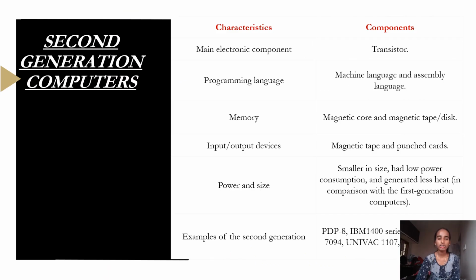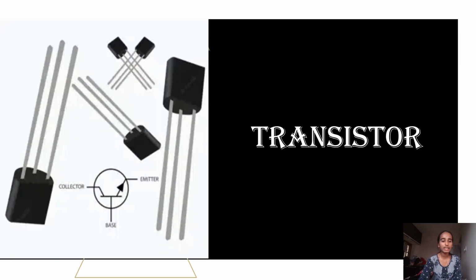Let us learn the second generation computers' characteristics and components. The main electronic component used is the transistor. The programming languages used are machine level language and assembly level language. The memory is magnetic core and magnetic tape or disk. Input output devices are magnetic tapes and punch cards. Power and size: smaller in size, with low power consumption, and generated less heat in comparison with the first generation computers. Examples for the second generation computer are PDP-8, IBM 1400 and so on. Here is a transistor which is used in the second generation computer.